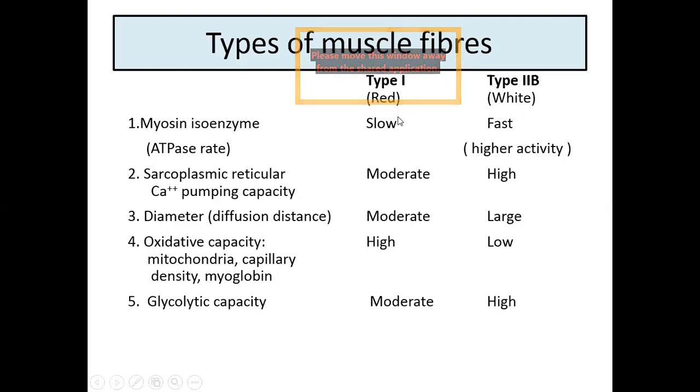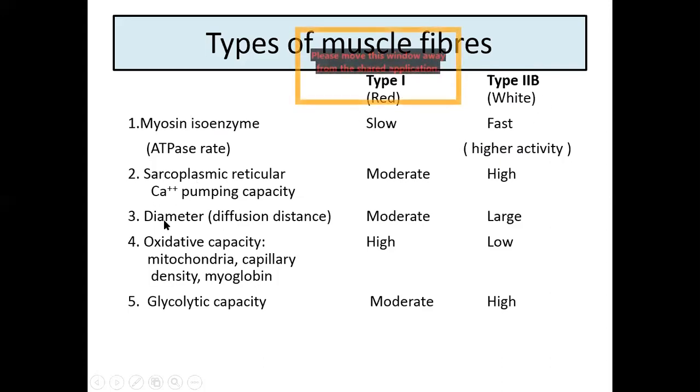Now the other factor differentiating between type 1 and type 2 is the myosin ATPase enzyme activity. Myosin ATPase enzyme activity is slow in type 1 and faster in type 2B fibers. The calcium pumping capacity is moderate in type 1 and higher in type 2B. Because the myosin ATPase activity is slower in type 1 fibers, they are called slow fibers, and type 2B fibers are called fast fibers because the activity is faster.